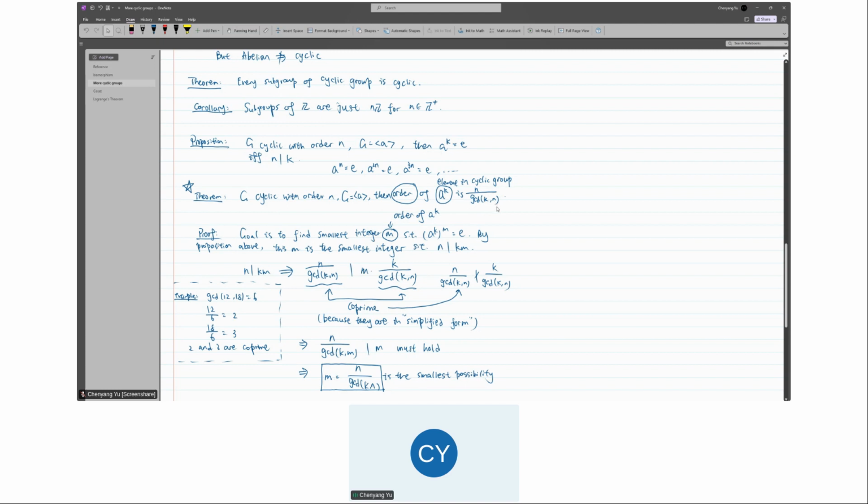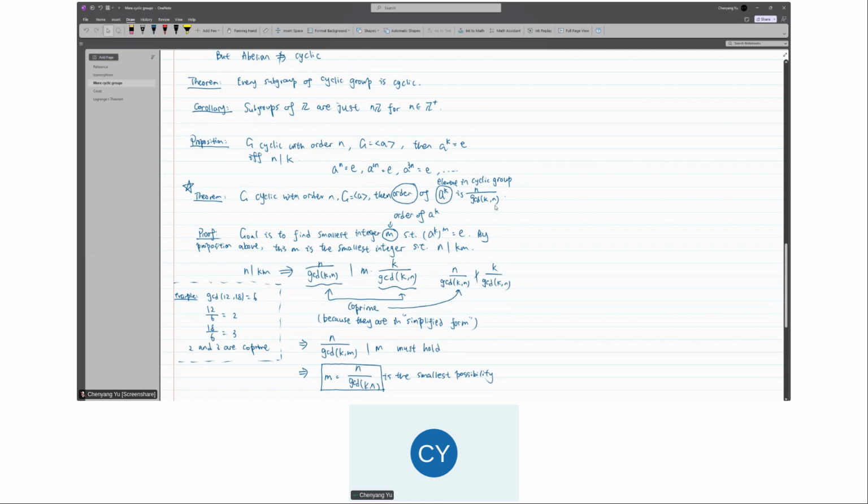So how does it work? Why do we care about the order of A to the k? Because this is some element in the cyclic group, and recall that a cyclic group is like a clock, like a circle. Everything is some power of the generator. The generator generates everything, so A to the k is some element on the clock. I claim that the order of some random element on it is n over GCD of k and n.